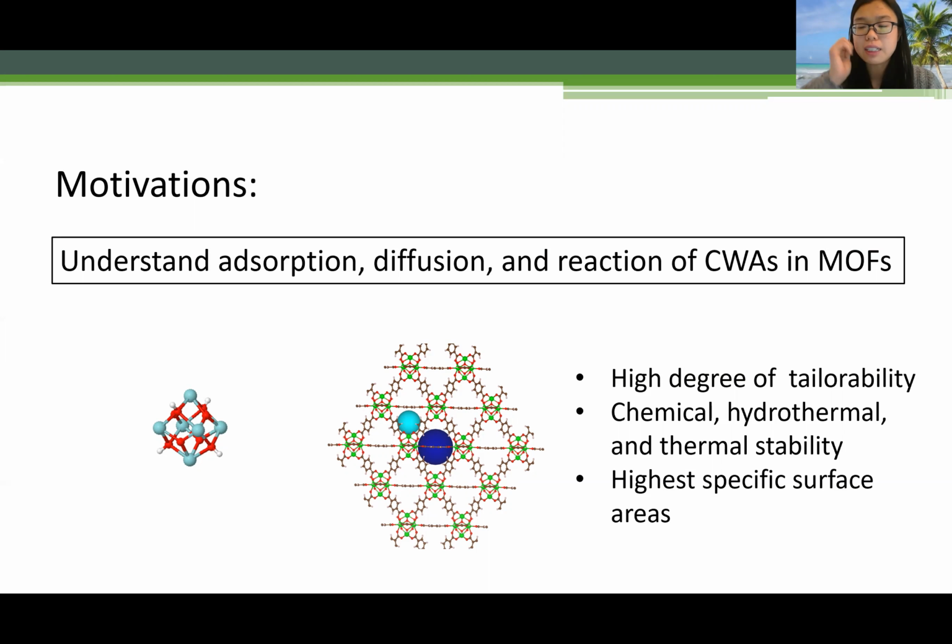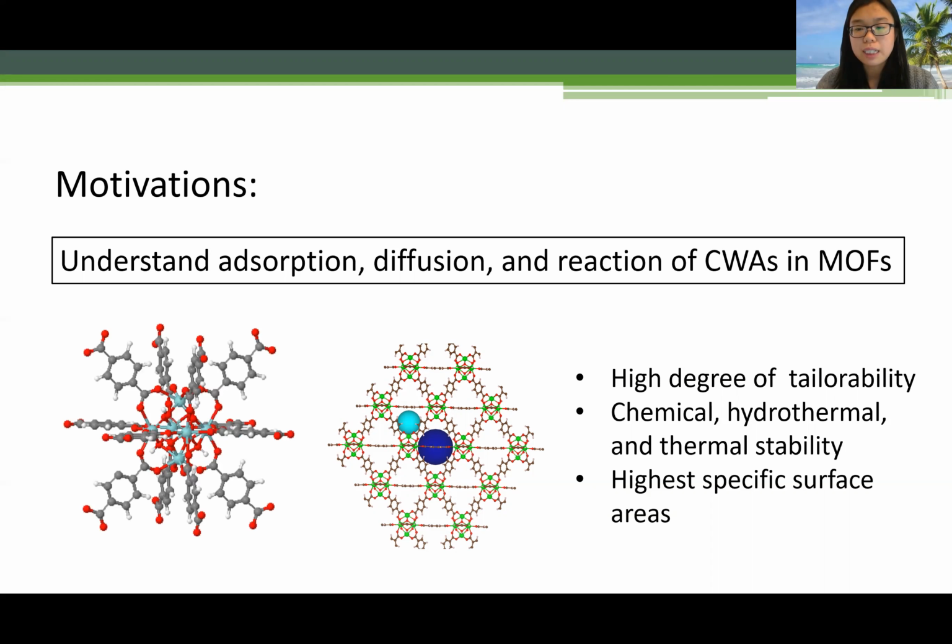On the left is the MOF we focus on, UiO-66, because of the advantages listed on the right: high degree of tunability, chemical, hydrothermal and thermal stability, and high specific surface area. On the left is one SBU, second building unit, of UiO-66. It consists of a node formed by 6 octahedrally coordinated zirconium atoms and 12 organic linkers.